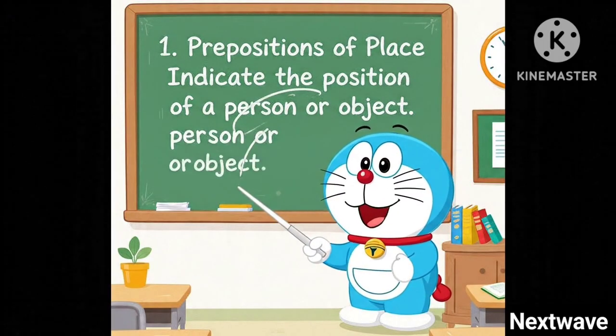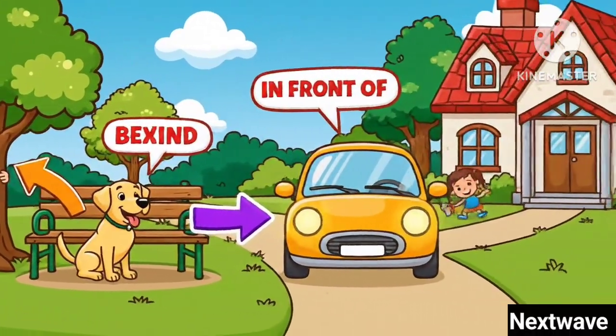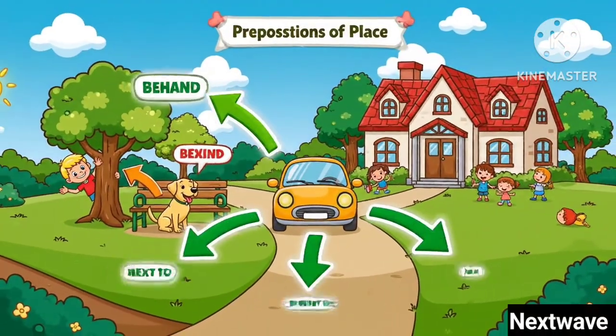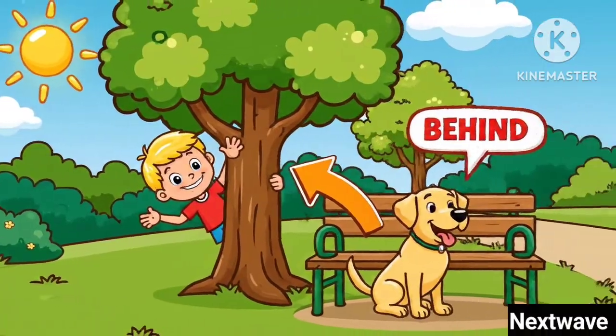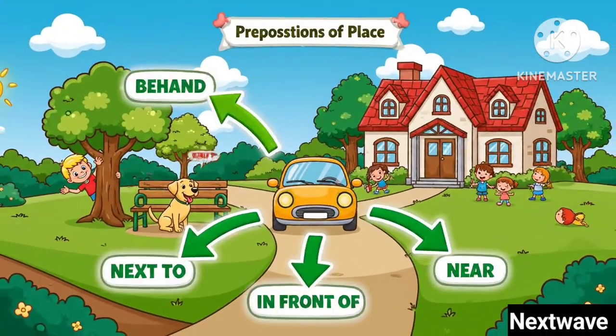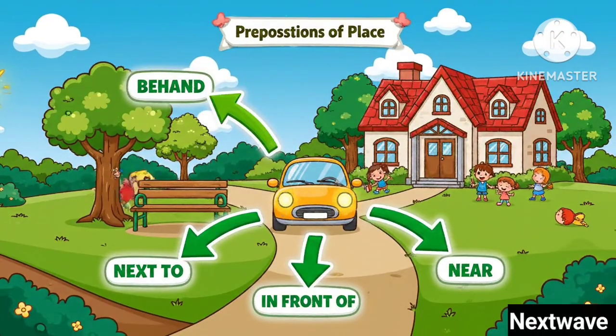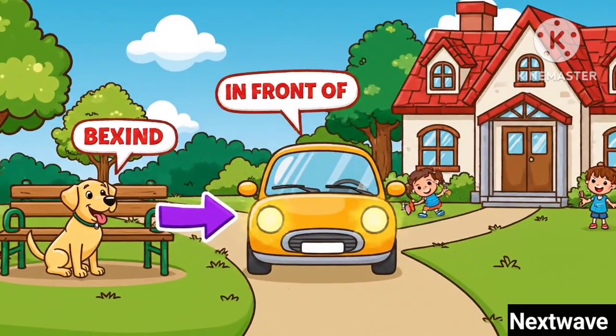So let's see the examples of the prepositions. The boy is behind the tree. The dog is sitting next to the bench. The car is in front of the house. The children are playing near the house. These are the examples which show the prepositions of place.